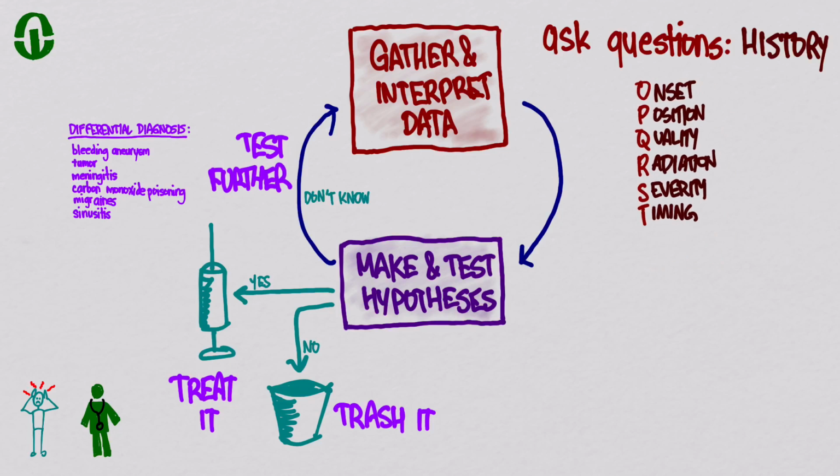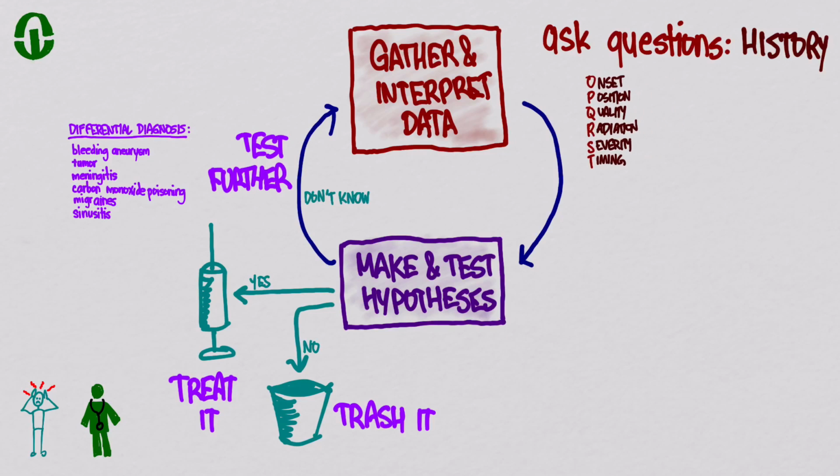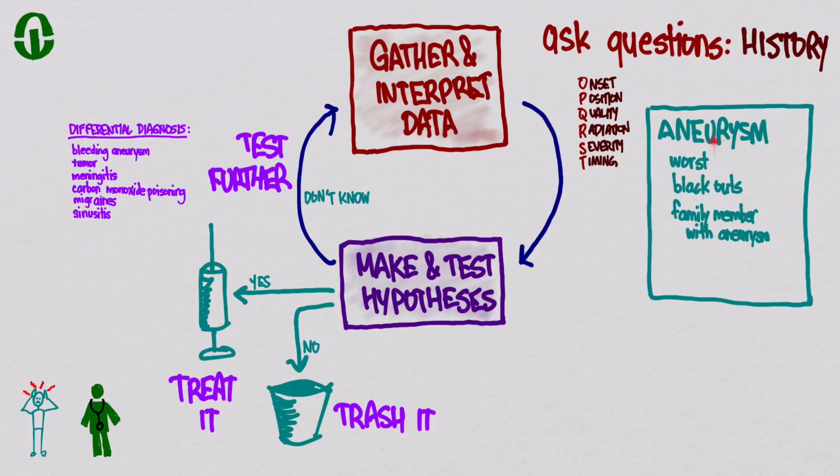So in addition to these general questions, there are also specific questions we ask. So for aneurysms, we might ask, is this the worst headache you've ever had? Did it start suddenly? Did this thing cause you to black out? Or do you have any family members with aneurysms? And there are specific lists of questions that you would want to ask for patients if you're considering brain tumors and meningitis, as well as all the other things that were on our list.